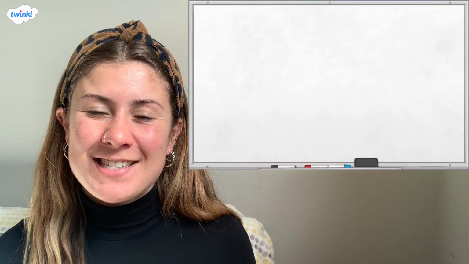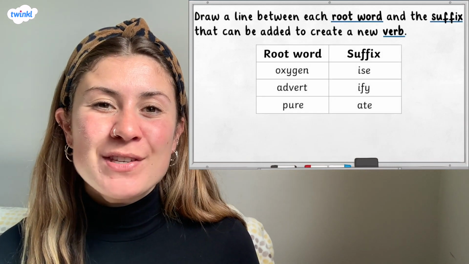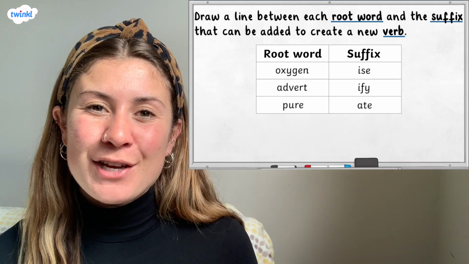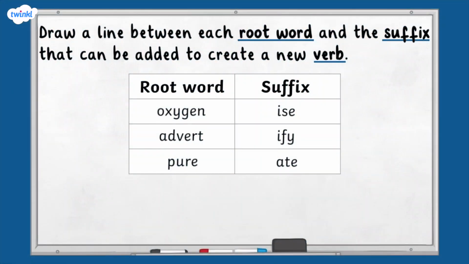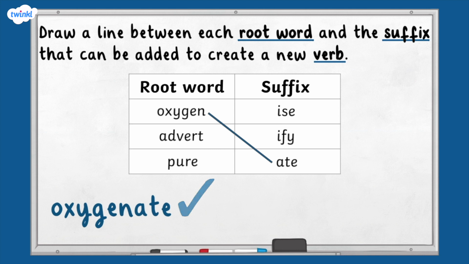Let's take a look at our first question about adding suffixes. For this question, we need to draw a line between each root word and the suffix that can be added to create a new verb. Let's look at oxygen first. Top tip, it helps to read the word with each of the options on the right to see if it sounds right. Oxygenise? No. Oxygenify? No. Oxygenate? Yes! So we draw a line between oxygen and "ate".